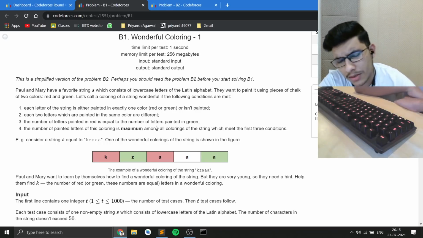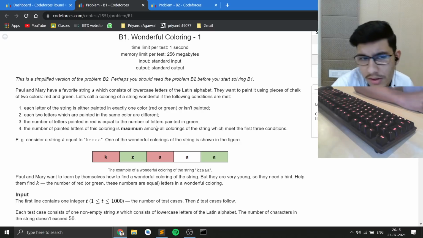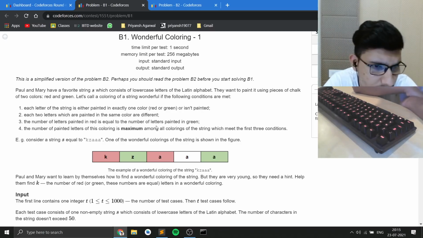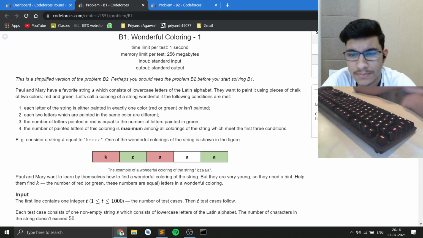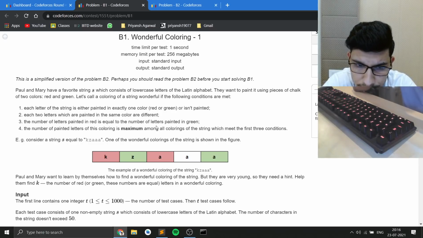Okay, so you cannot paint, let's say if you have A 5 times, you cannot paint them as green all fives. The number of letters painted in red is equal to the number of letters painted in green. The number of painted letters of this coloring is maximum among all colorings of the string which meet the first three conditions. Okay.